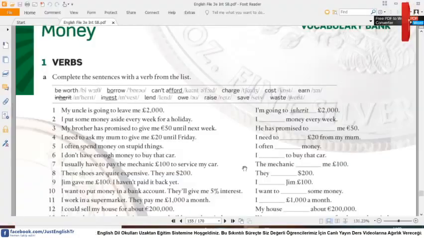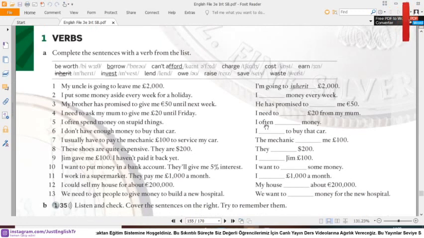Let's continue the vocabulary related to money. The verbs we will learn today, sentence by sentence, we will be continuing here. As you see, we have 13 sentences. Actually they are the definitions, and we have different words here, and we have to choose one of them for its definition.